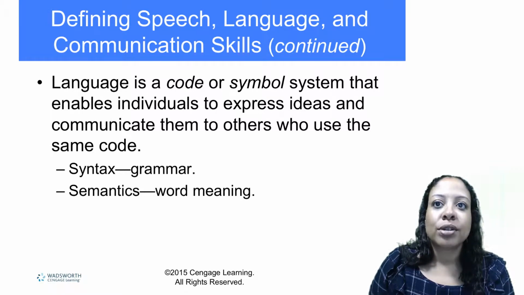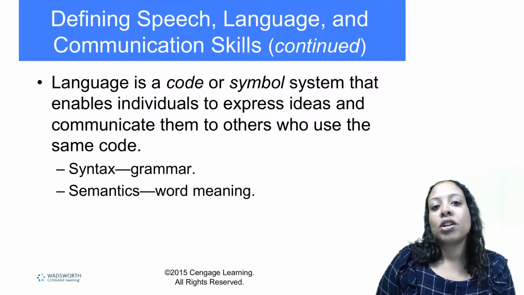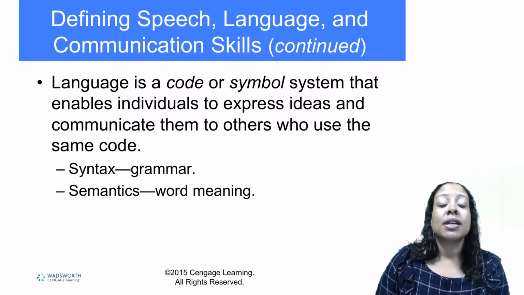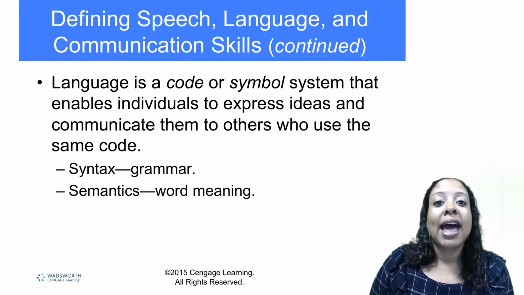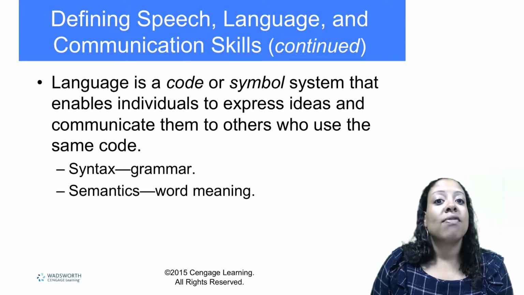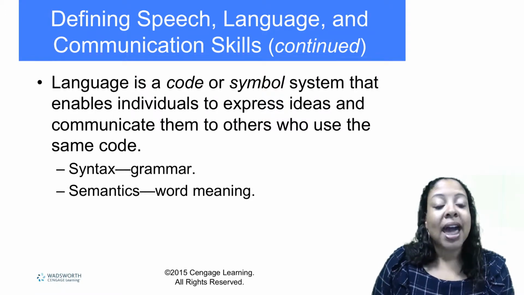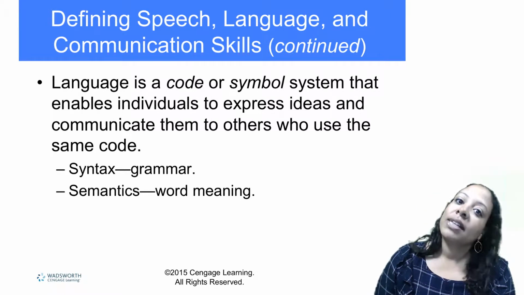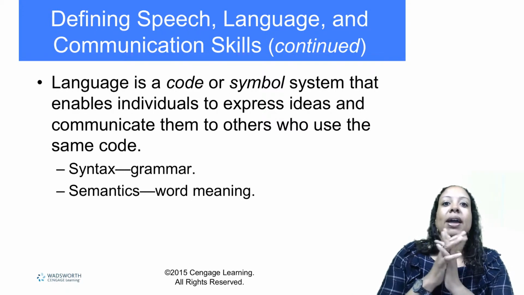Syntax is grammar, and semantics is word meaning. So these are some of the features of language. So syntax is the grammar. So if you notice in English, we would say the house is white. So we have the noun first, house, and then the describing word or the adjective is at the end of the sentence. That's the syntax, right?